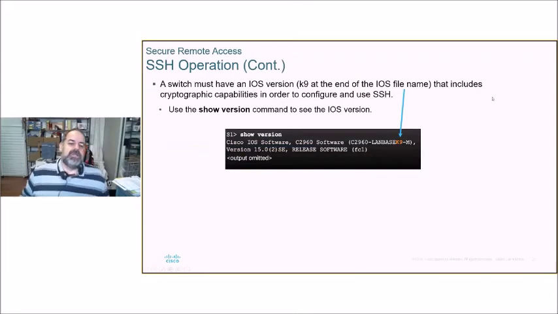So for a switch to work with SSH, it needs to have a K9 in its IOS name, and that means it supports cryptographic communication. That's the first thing you do. It would normally be in the file name, but if someone's modified the file name, of course it may not be, but if you do a show version, it will actually be in the version of the file.